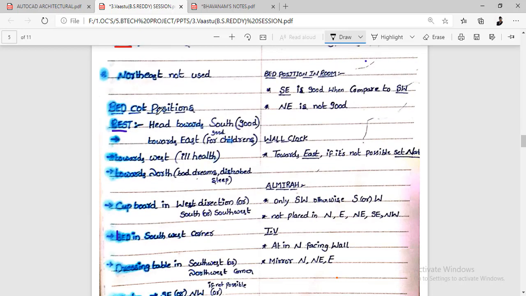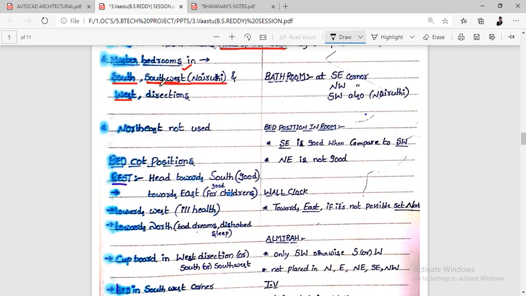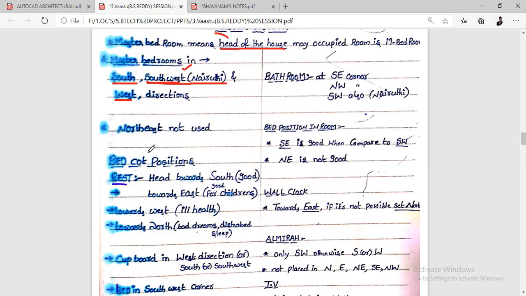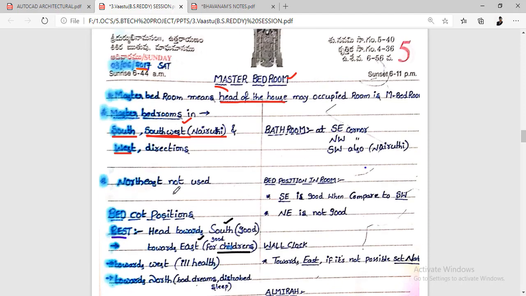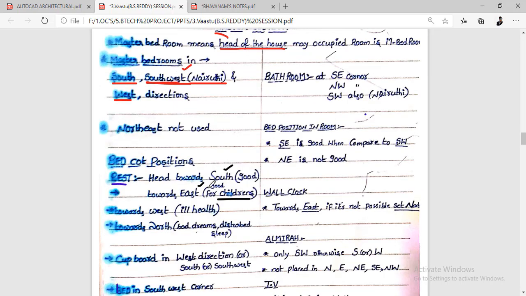Bed cot position. Whenever we decide the southwest is good for the master bedroom, how will our bed be? Where do I need to provide my bed? The best position is head towards south. Towards east is good for children. If you provide a bed with the head towards west, that will give ill health. And if you provide your head towards north, that will give you bad dreams and disturbed sleep. So the best positions are south and east.